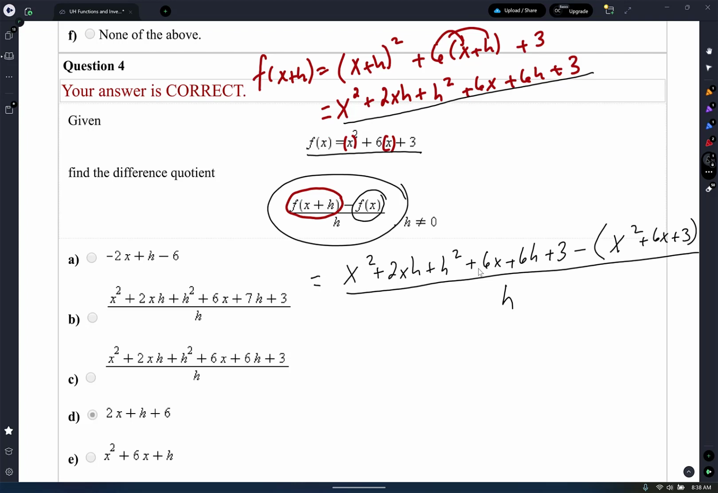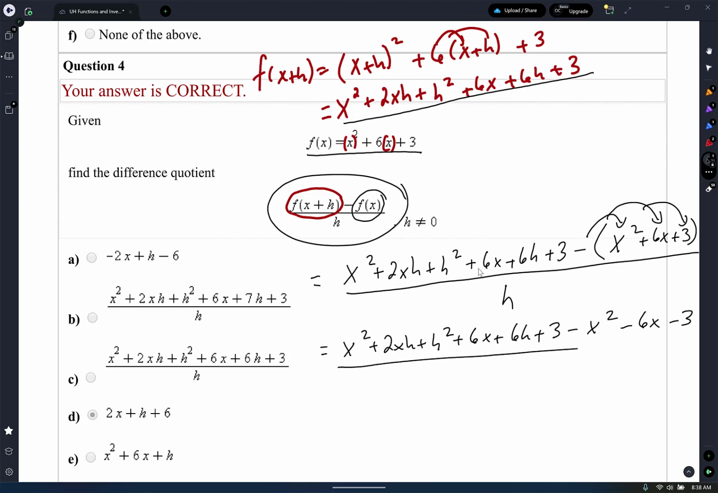Are we okay so far, guys? Is anyone confused? Okay. Distribute the negative. So here's what you have now. X squared plus 2xh plus h squared plus 6x plus 6h plus 3 minus x squared minus 6x minus 3, all over h. I know I could have just written it in the top line, but sorry, guys. Are we still okay?